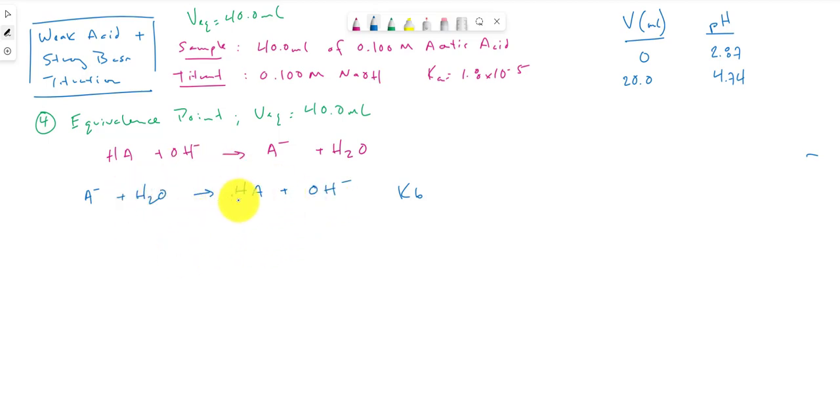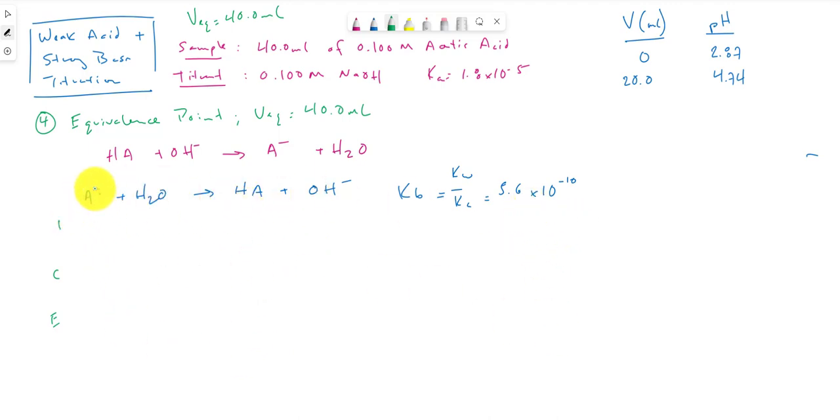And so this reaction abides by the Kb equilibrium constant. We do not have that, but we have Ka, and we know that Ka times Kb is equal to Kw, so we can derive a Kb pretty quickly, which is just 5.6 times 10 to the minus 10. So now we need to think about the ice table so that we can use this Kb.